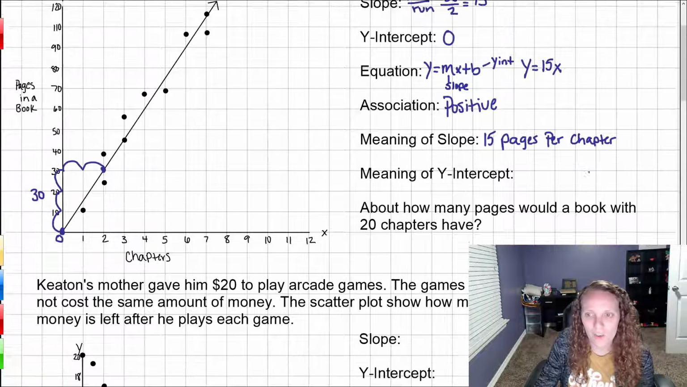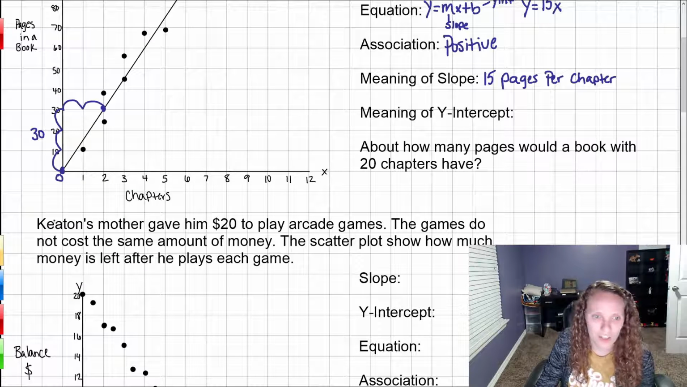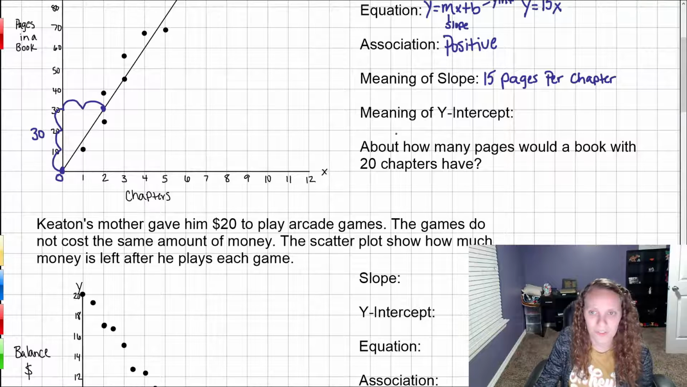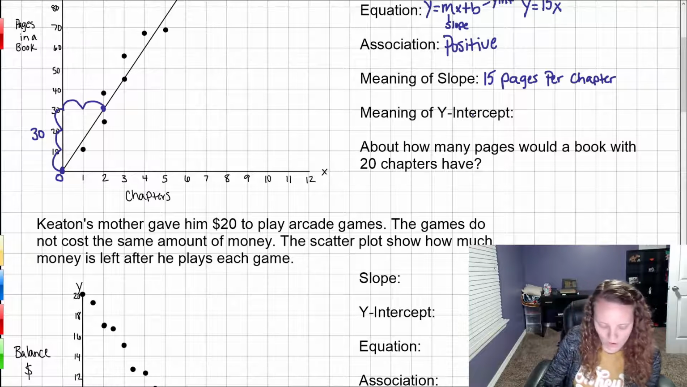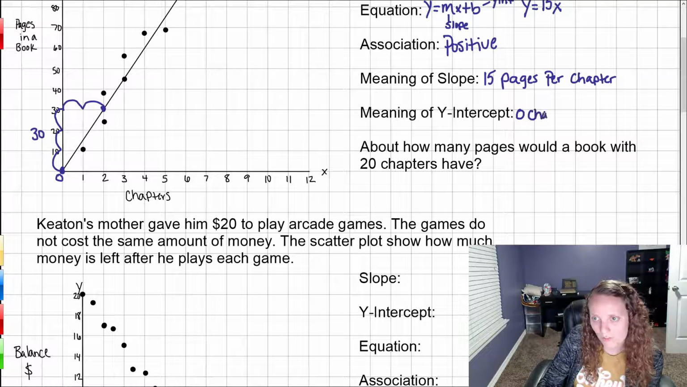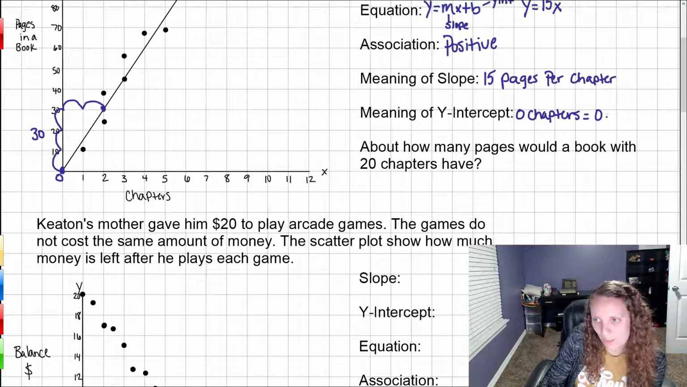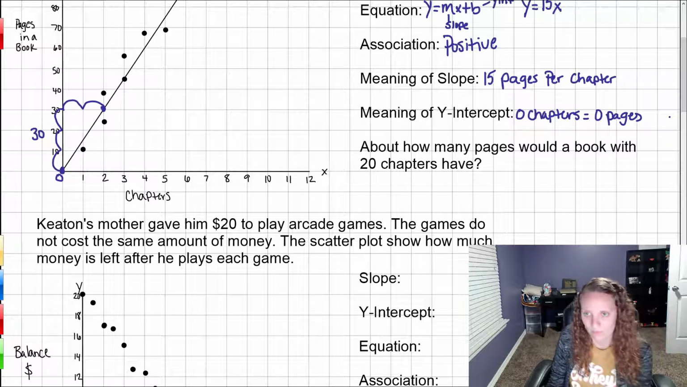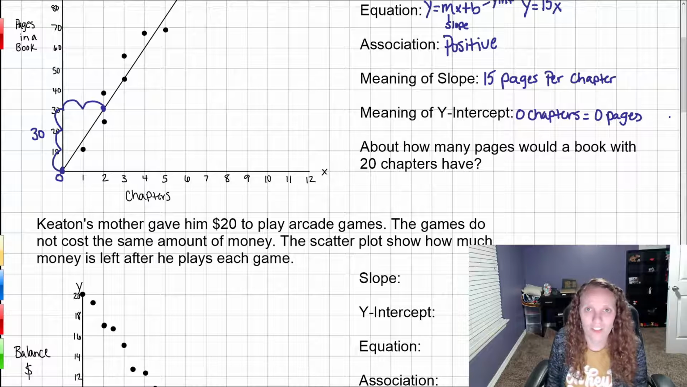And then the meaning of the y-intercept, we kind of already talked about. Remember, it crosses at 0, 0. So for the y-intercept, if you have 0 chapters, you have 0 pages, no book. Now, could we have a book that just has pages and no chapters? Absolutely. But in context of this problem, we would say, well, for 0 chapters, there's 0 pages.